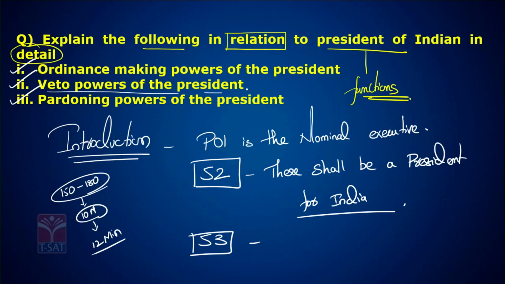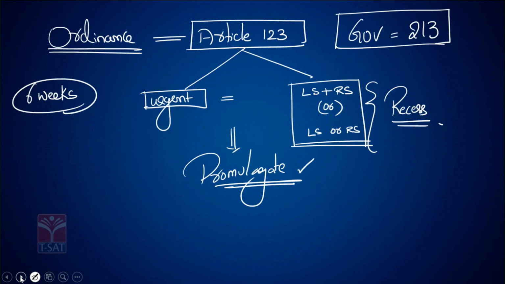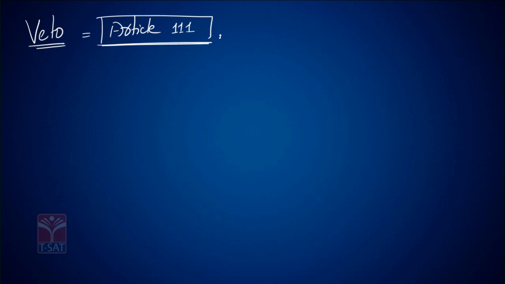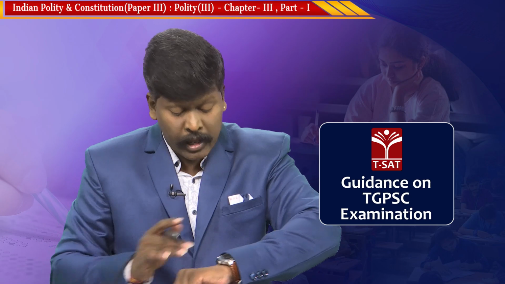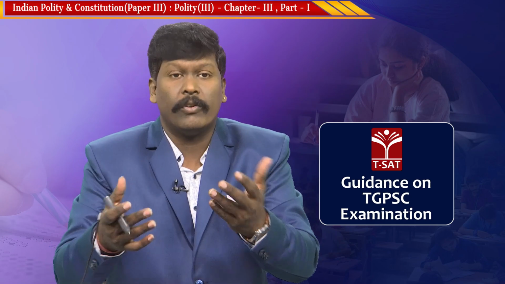Veto powers of the President of India. Article 111 of the Constitution deals with the veto powers of the President. Now, Governor veto powers are discussed in Article 200 of the Constitution. Article 200 talks about the Governor veto powers.